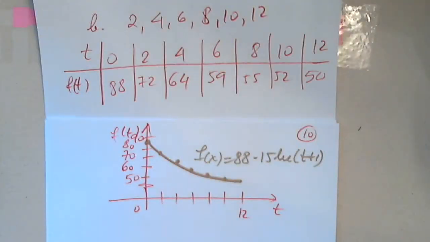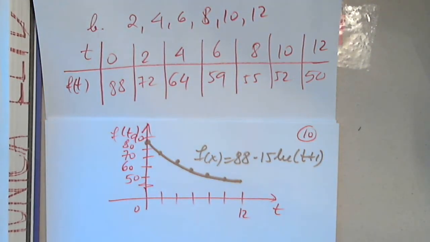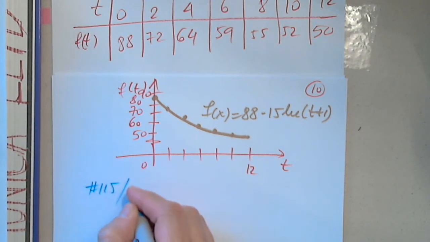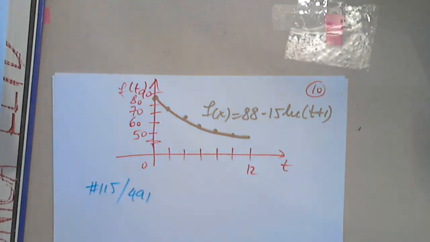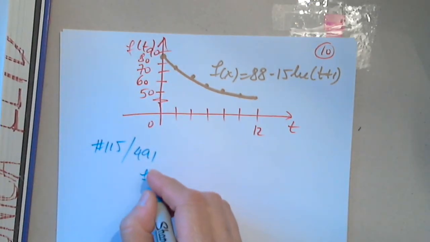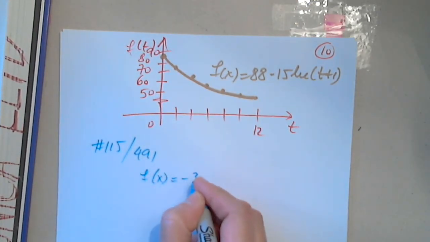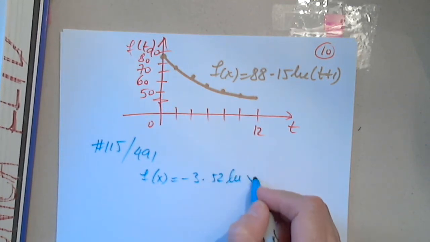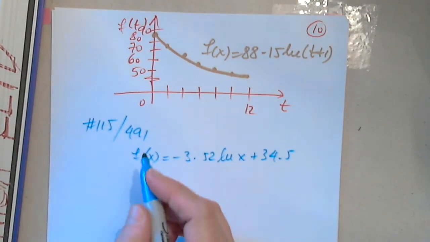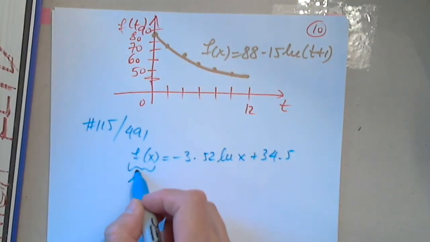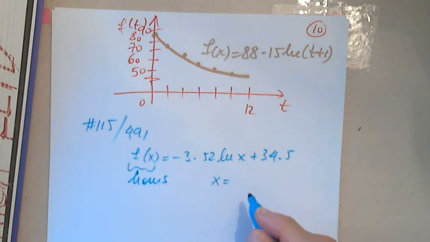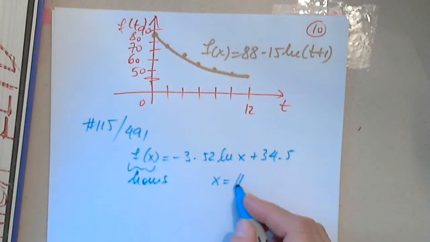So let's take it slowly. I have to write, this is problem 115 on page 491. And here is the function. We have f of x equals negative 3.52 natural log x plus 34.5. And it says that this is in hours, and x is the number of years after 1964.